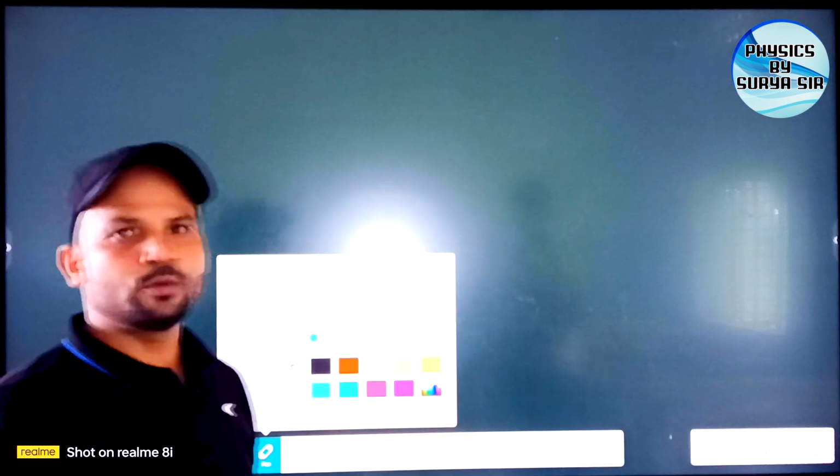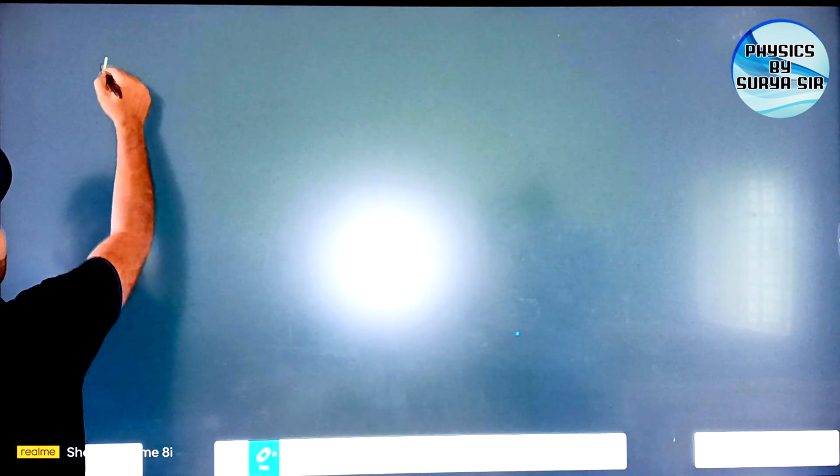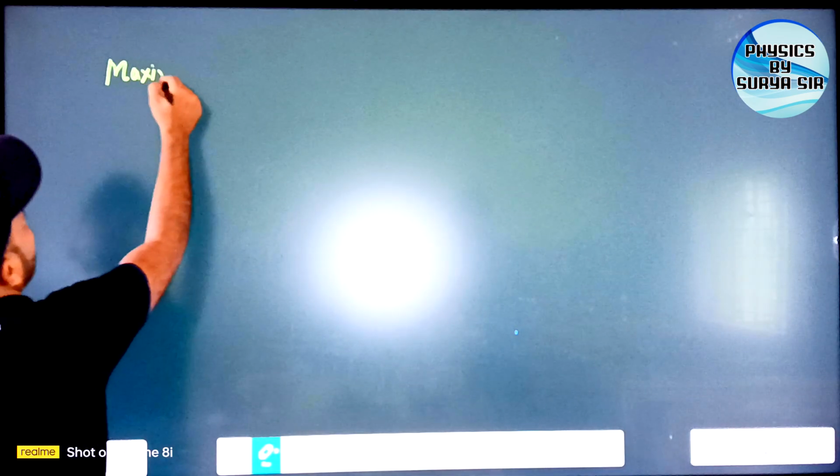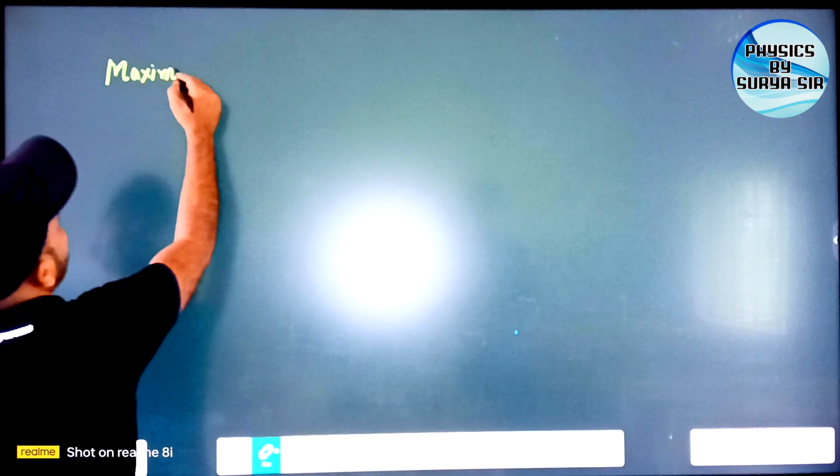So now we have to calculate the maximum height of the object when it is thrown in the upward direction. So how can we calculate? Let's find out the maximum height.